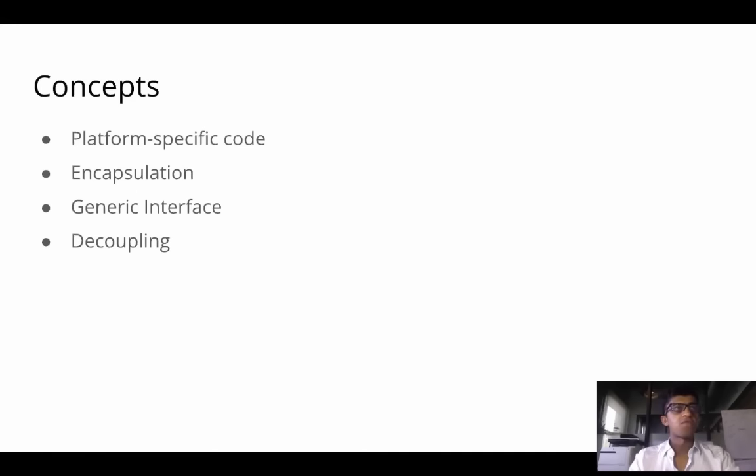We've thrown around a bunch of concepts here: platform-specific code, encapsulation, generic interfaces, decoupling. What do all these things mean? Let's take a look at a quick example.